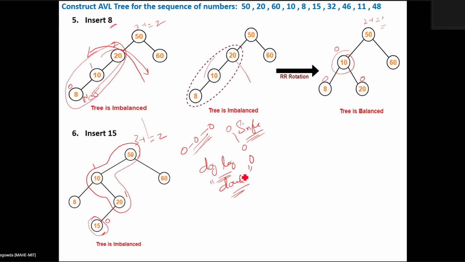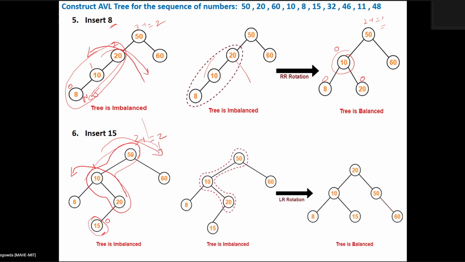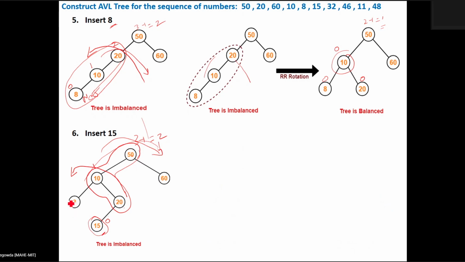Which double rotation do I require to balance this? First I have to do the left rotation, followed by the right rotation. So I am supposed to do the left-right rotation. Left rotation for the nodes 10 and 20. Then after that, do the right rotation for the resultant tree. If you do this, you will get a tree like this. So first I am going to apply the left rotation here.